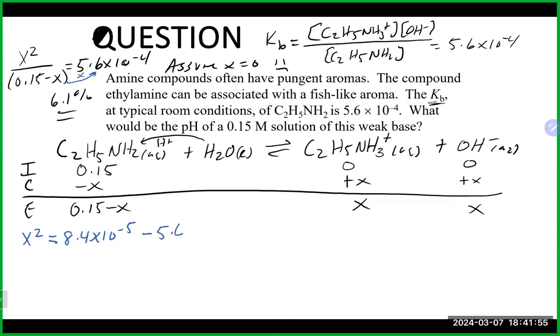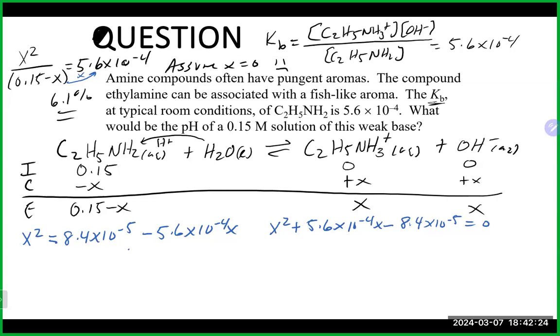Minus 5.6 times 10 to the minus 4x. Bringing everybody to the same side gives us our quadratic here of x squared plus 5.6 times 10 to the minus 4x minus 8.4 times 10 to the minus 5 equals 0. So that's going to give us our a, b, and c that we need to go into our quadratic.